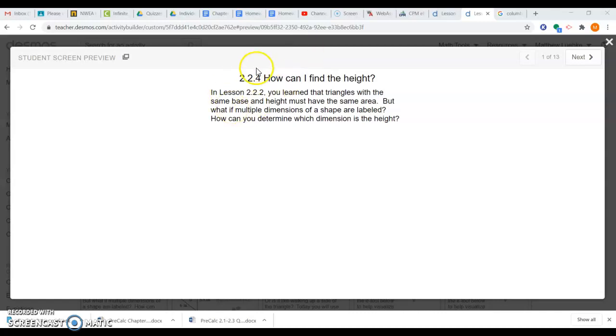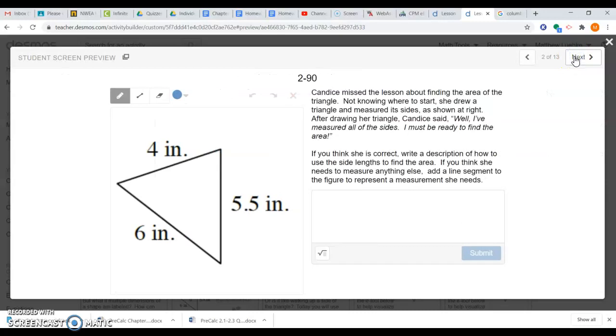Alright, here is the video guide for lesson 2.2.4 about how can I find the height of a triangle. It's really a short lesson, just trying to investigate when is the height of a triangle going to be inside the triangle, when is it going to be right on the line of a triangle, and when is it going to be outside of the triangle. It's also going to be like how can I mark the height when I know a given base. And so, like I said, it's a pretty short lesson here.